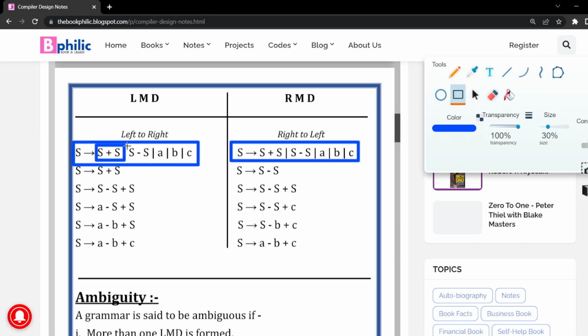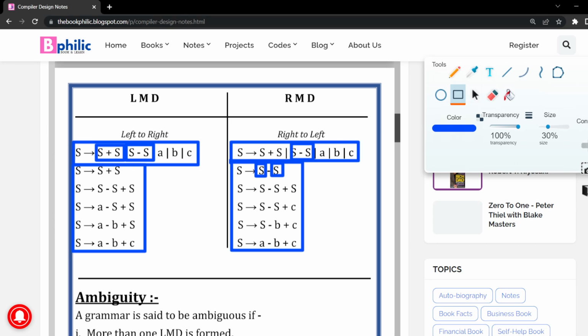So there you can see that one production S derives into S plus S or S minus S. So S plus S is nothing but a variable or non-terminal which can be derived further into small a, small b, small c. We will first take S plus S and derive it using the LMD, meaning left to right. And second, we will take S minus S and try to derive it using RMD, that is from right to left.